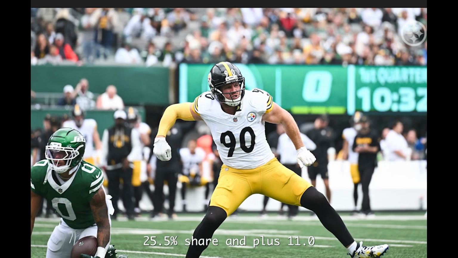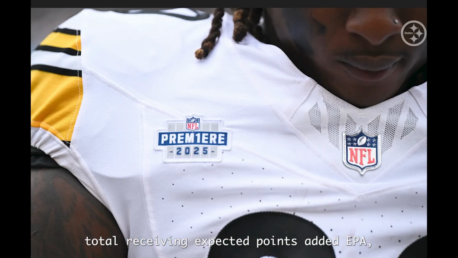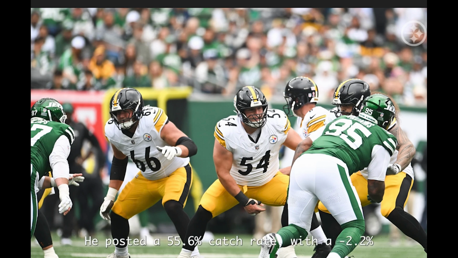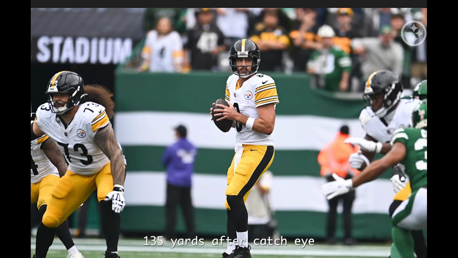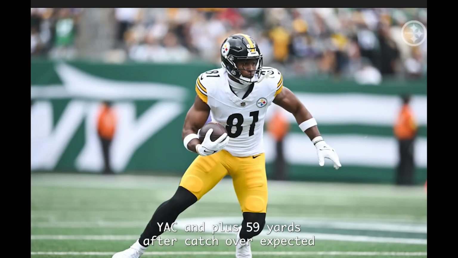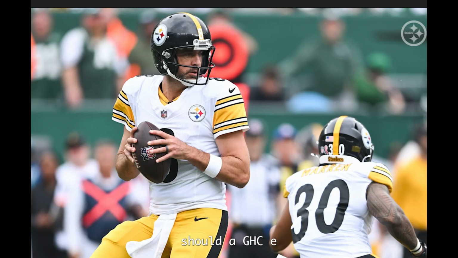share, and +11.0 total receiving expected points added, EPA, averaging +0.41 per target. He posted a 55.6% catch rate with a -2.2% catch rate over expected, CROE, 135 yards after catch, YAC, and +59 yards after catch over expected, YACOE.